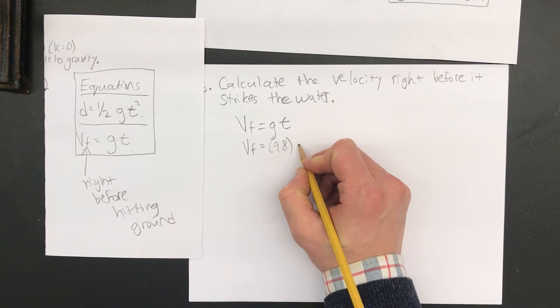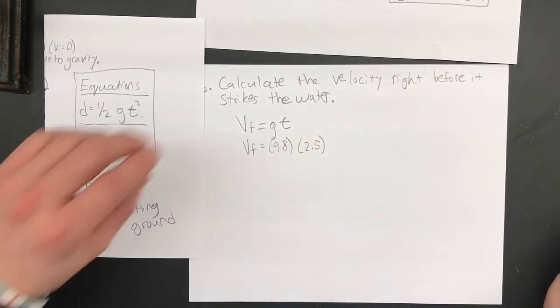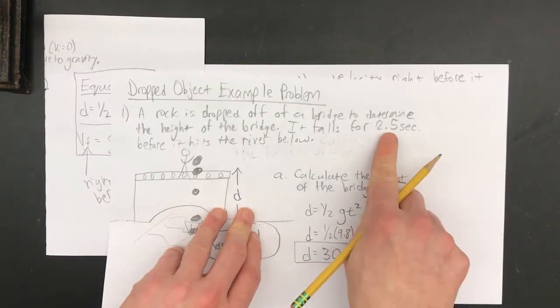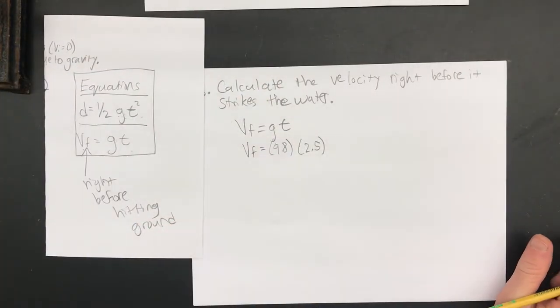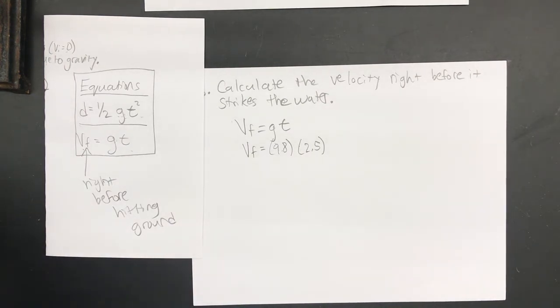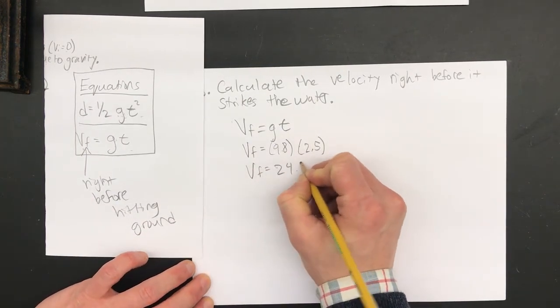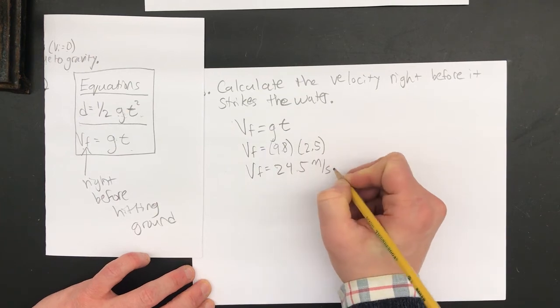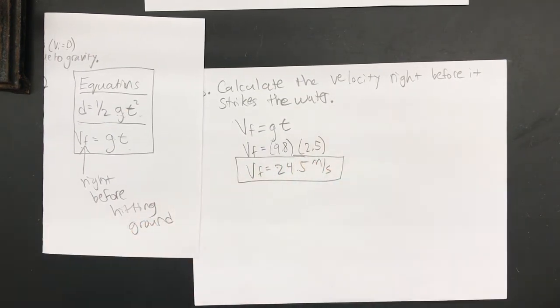Anyway, g is going to be 9.8 because we're on Earth again, and the time is still what we used for letter A. It's the same problem. We're going to use the 2.5 seconds for time here, okay? So, pretty simple math here. 9.8 times 2.5 gets us the velocity right before it hits the water. 24.5 meters per second is our unit for velocity. Same unit we used in kinematics for velocity.